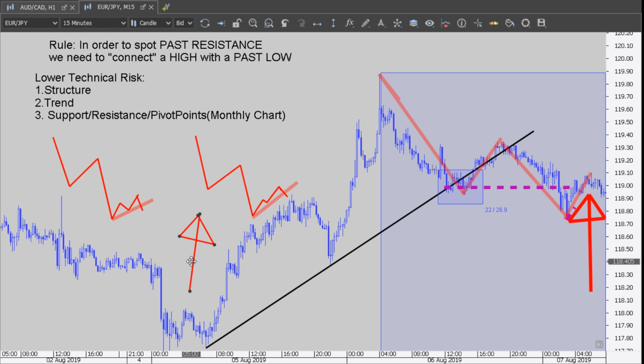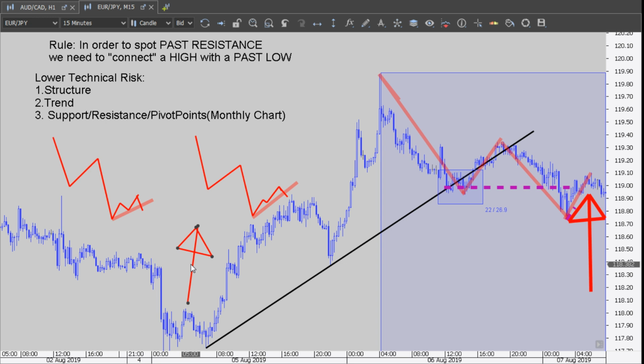Come on, don't be shy. George, Victor, Miguel, Max, Eddington, Shia, if you are online. Which one do you think is going to have lower technical risk? The left, number one, or the right, number two? And then the same goes with support and pivot points.